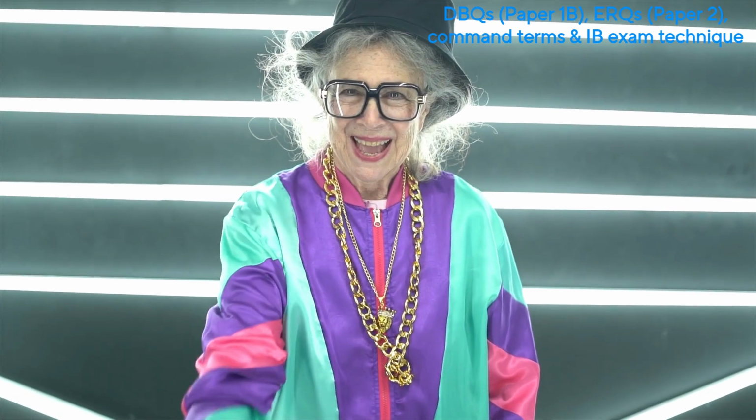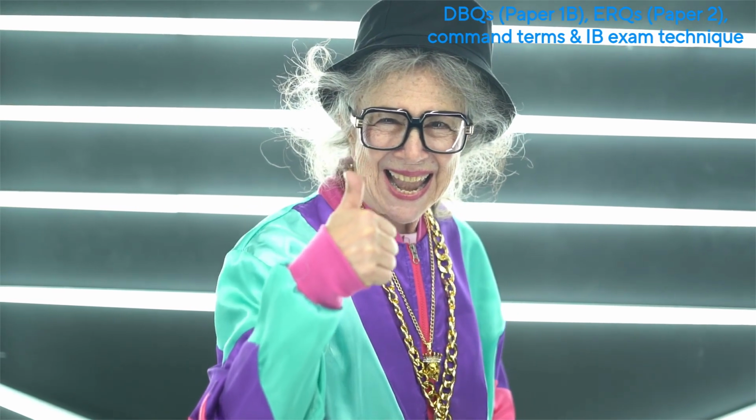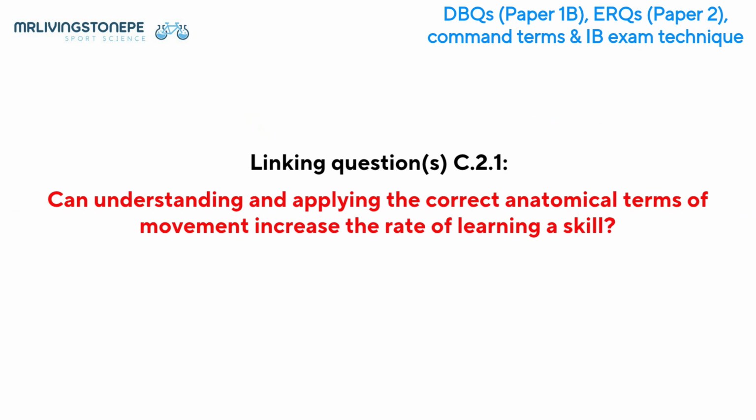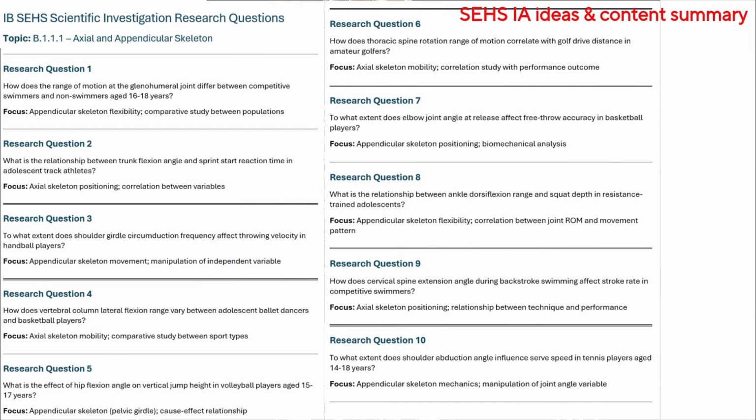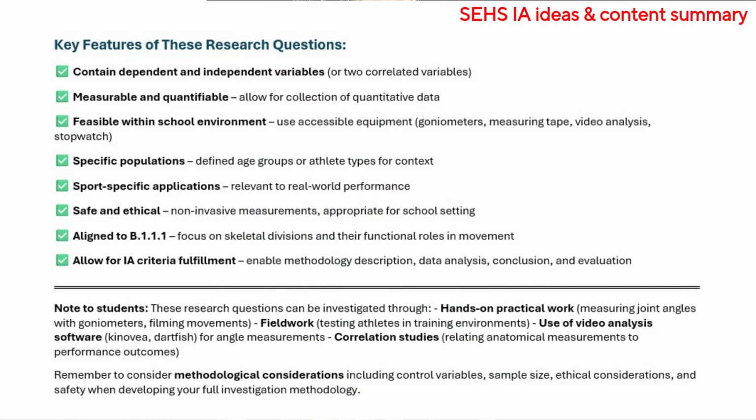That is the end of the content on understanding the axial and appendicular skeleton. We can finish by thinking about the following linking questions from the course guide between what we have covered in this video for topic B and topic C. C 2.1. Can understanding and applying the correct anatomical terms of movement increase the rate of learning a skill? If you found the axial and appendicular skeleton subtopic interesting, you may wish to pursue a scientific investigation in this area. On screen, you can see some sports science internal assessment ideas and key considerations you may wish to use to support with formulating a research question.